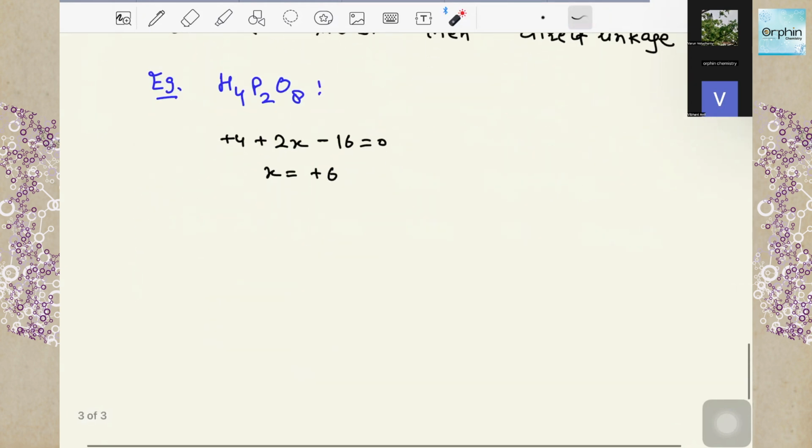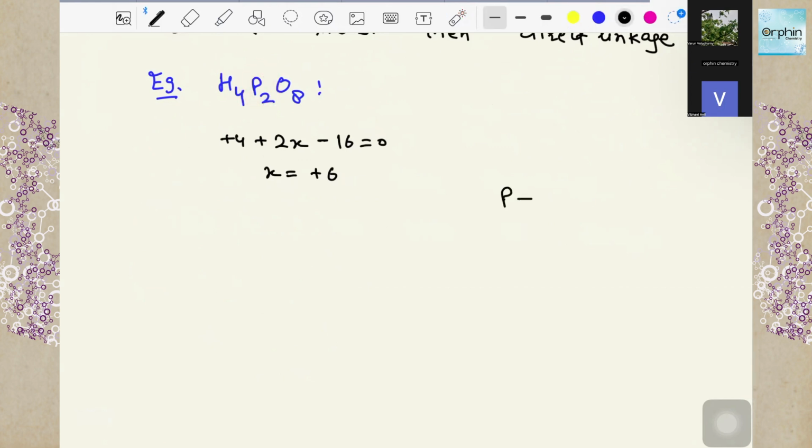So the peroxy linkage will be between phosphorus and phosphorus. How to draw the structure? Phosphorus, oxygen, phosphorus. Okay, this is done. Now, how many hydrogens are there? 4. How many oxygens are there still? 6. But I told you, in the oxyacid of phosphorus, we always have to make P double bond O. So P double bond O will be formed. Now, how many hydrogens are remaining? 4. Oxygen, 4. No problem.